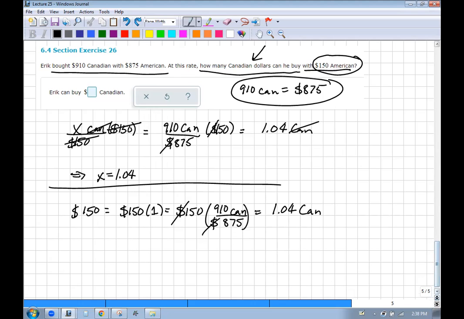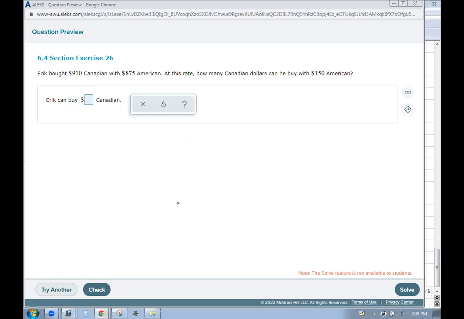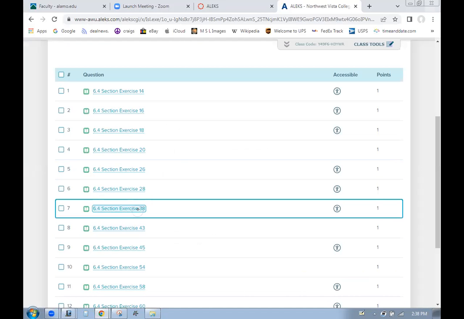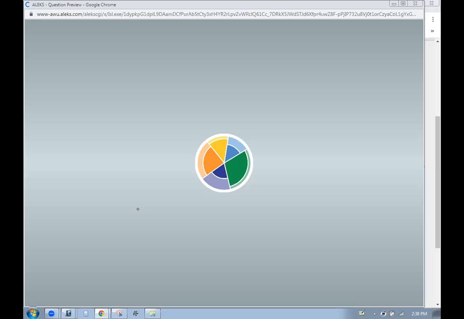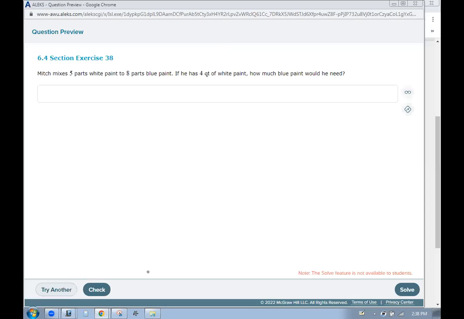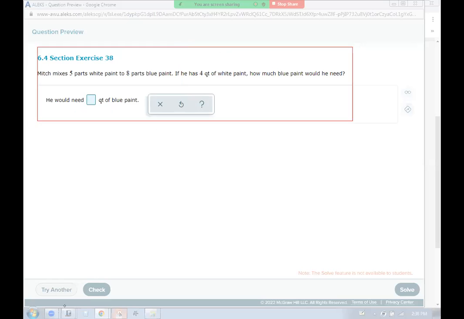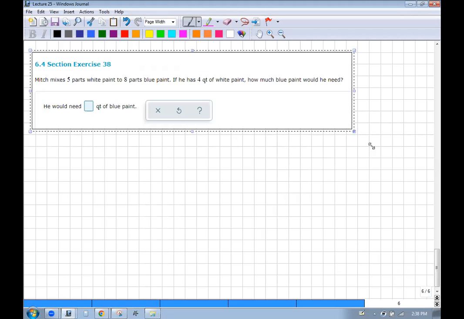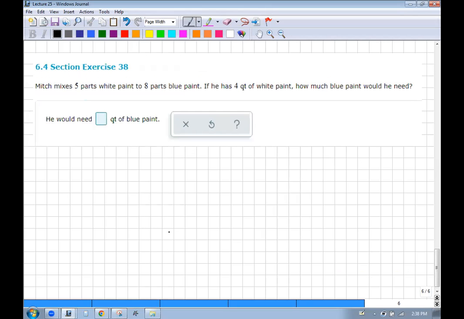All right. Let's see. This is 26. Let's try 38 here. Mitch mixes 5 parts white paint to 8 parts blue paint. Can we do this one like we did this one? If he has 4 quarts of white paint, how much blue paint will he need?